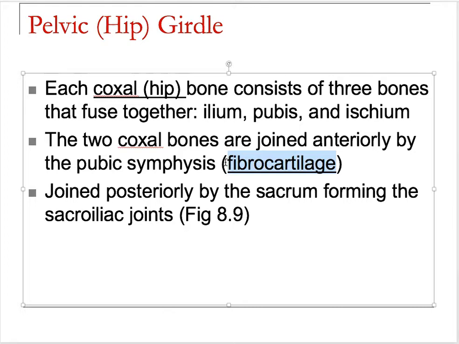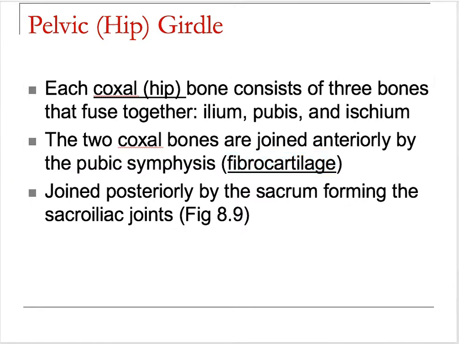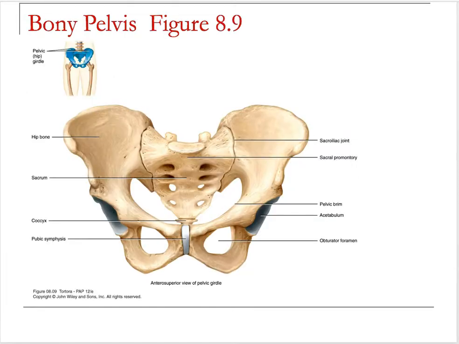Okay, and what's going to happen is you're going to form some sacroiliac joints in the back, fibrocartilage in the front, and this is what actually holds your entire hip structure together. You can see this here. Here is the pubic symphysis, and that's fibrocartilage there. And there's the sacroiliac joint. This is the auricular surface. If this is the sacrum, holding these bones in place.